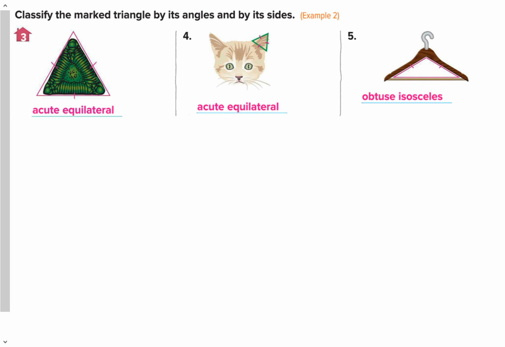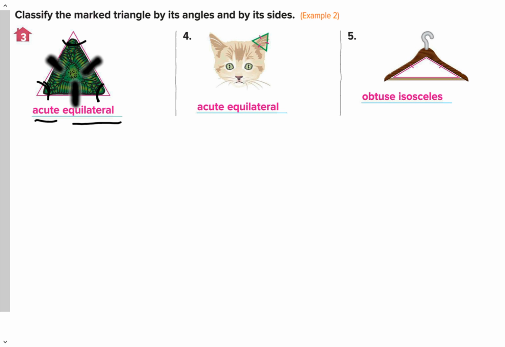Classify the marked triangle by its angles and by its sides. So here again, this is called an acute equilateral because if you look at the angles, they're all less than 90 degrees. And here, the fun thing is they showed you that each side was equal using these little tick marks. So that is why this one's acute, all less than 90, equilateral, because all the sides were equal.